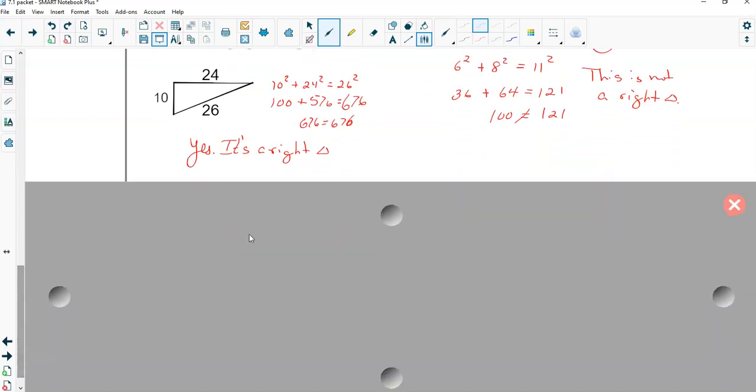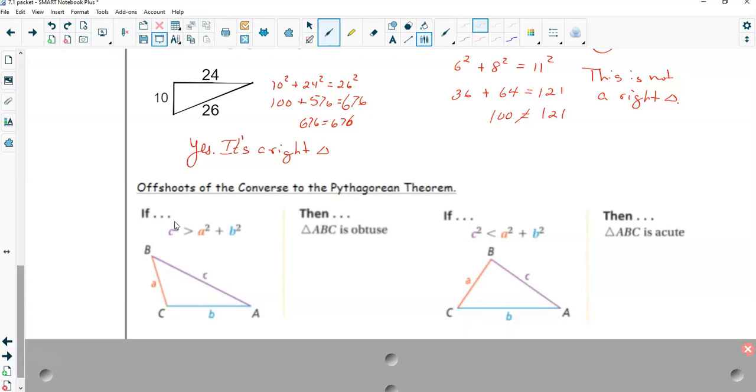Well, we could go to an offshoot of the Pythagorean theorem that says, and copy this down, that if c squared, the hypotenuse squared, is greater than the sum of the legs squared, then you have an obtuse triangle. If the hypotenuse squared is less than the sum of the legs squared, then you have an acute triangle. Since here is c and 121 happens to be greater than 100, then what is this? Well, this is, of course, an obtuse triangle.